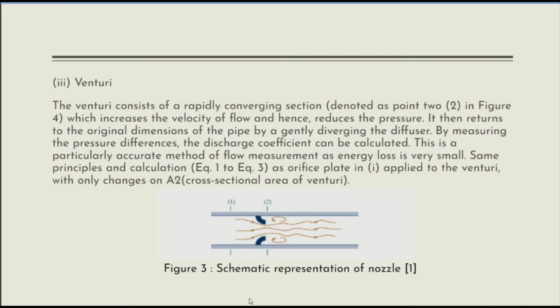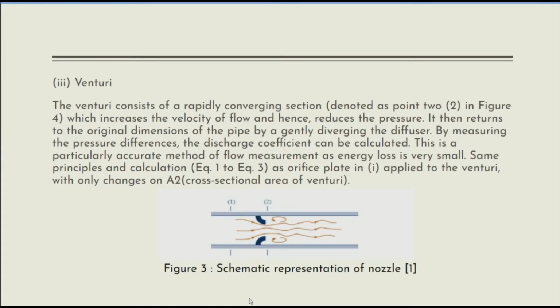Last one, we have venturi. The venturi consists of a rapidly converging section, denoted as point 2 in figure 3, which increases the velocity of flow and hence reduces the pressure. It then returns to the original dimensions of the pipe by a gently diverging diffuser. By measuring the pressure differences, the discharge coefficient can be calculated. This is a particularly accurate method of flow measurement as energy loss is very small.